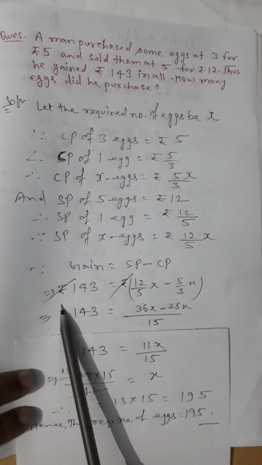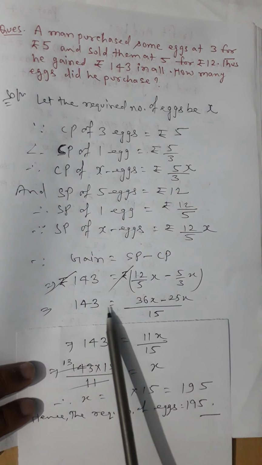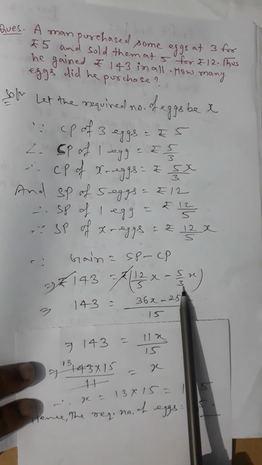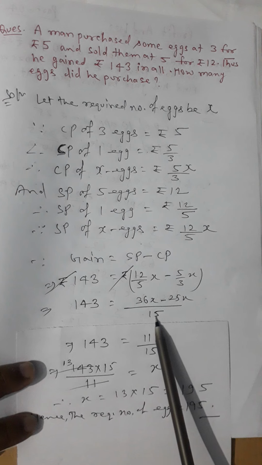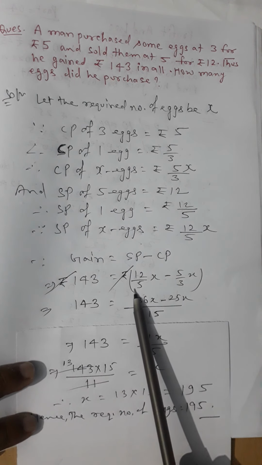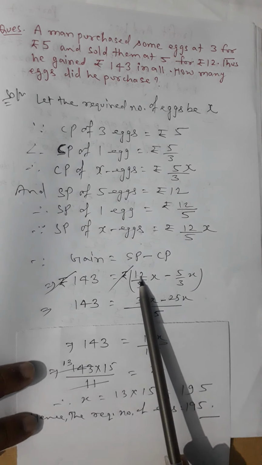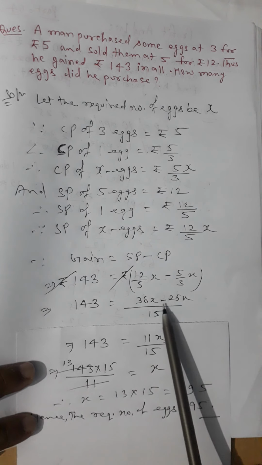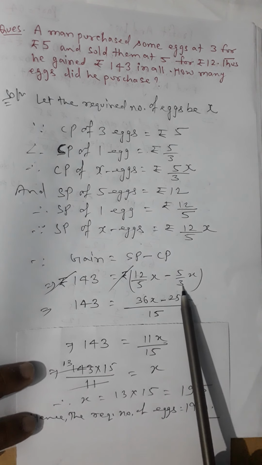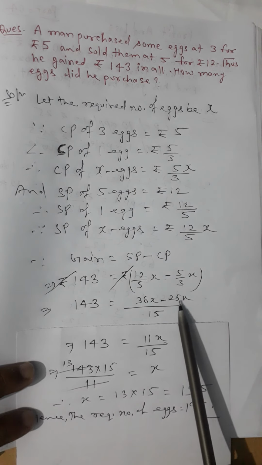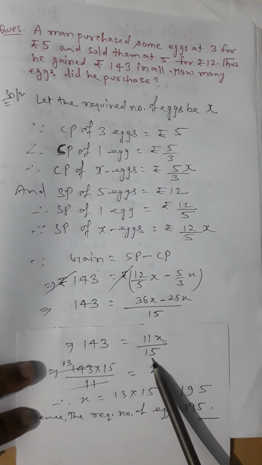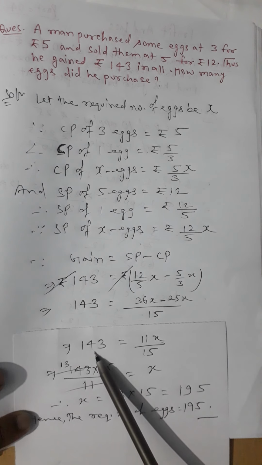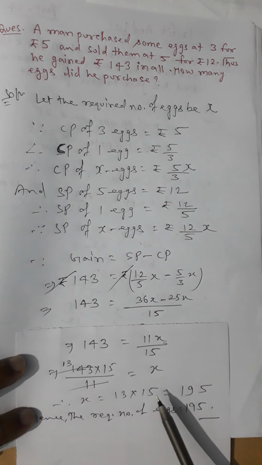Rupees cancel out on both sides. This implies 143 equals, taking the LCM of 5 and 3, which is 15, 15 divided by 5 is 3, and 3 into 12 equals 36x, minus 15 divided by 3 is 5, and 5 times 5 is 25x. Subtraction of these two equals 11x by 15. And on this side 143, we have to find the value of x.